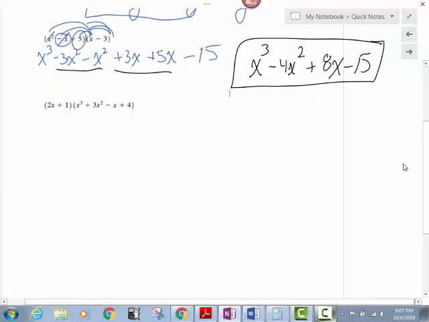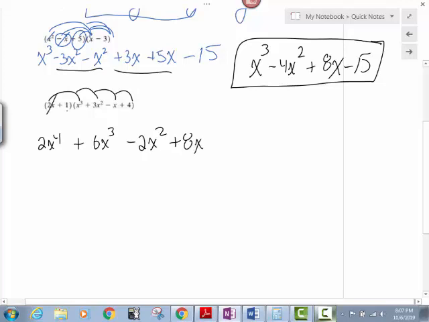Let's try the last one. Again, I'm going to go 1, 2, 3, 4. So let's see. Excuse me. 2x times x to the third would be a 2x to the fourth. Plus 2 times 3 would be a 6x to the third. 2x times negative x would be a negative 2x squared. And 2x times 4 would be a plus 8x. Okay. Now look at this number. We're multiplying by 1. Everything is going to stay the same. We'll still have a positive x to the third. Still have a positive 3x squared. A minus 1x and a plus 4.